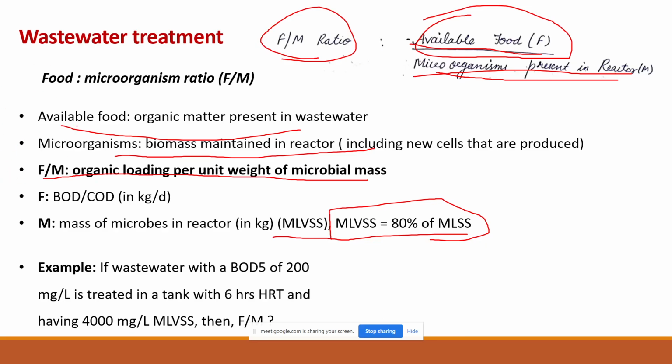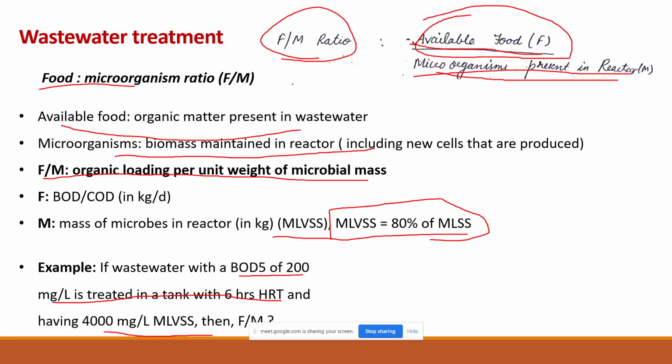Now this is a simple example. If wastewater is having a BOD of 200 mg per liter and it is treated in a tank with 6 hours HRT, what will be the F by M ratio if the tank has 4000 mg per liter MLVSS, right? So everything is provided to you. Again, you have to just simply put it in the formula. BOD of 200 mg per liter is provided and there is a hydraulic retention time of 6 hours. Fine. After that, the MLVSS is 4000 mg per liter.